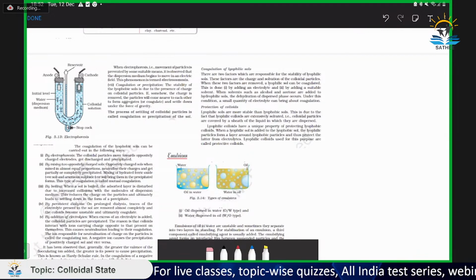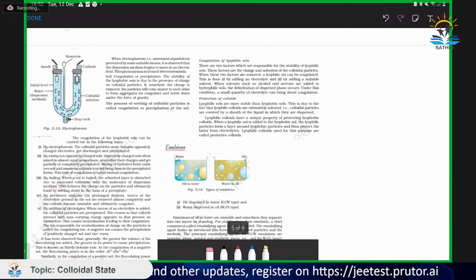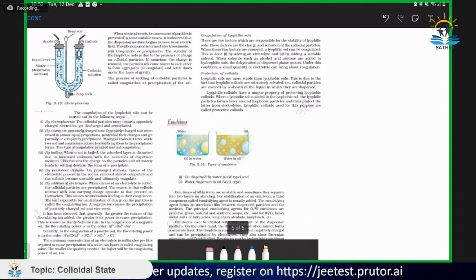By boiling. So basically when a sol is boiled, the adsorbed layer is disturbed due to increased collisions with the molecules of the dispersion medium. This reduces the charge on the particles and ultimately leads to settling down in the form of a precipitate. Basically, higher kinetic energy, higher collisions, your charge would be lesser because of the disruption of the diffuse layer.